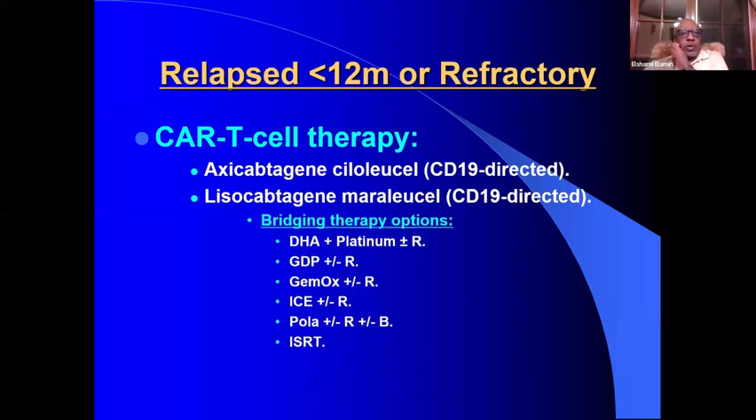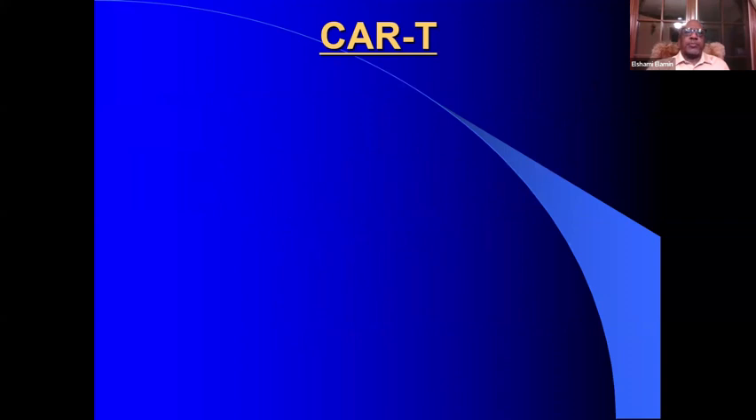And of course, for the CAR T, we'll talk a little bit about CAR T, but here are the bridge therapy options. To give CAR T, you prepare or give a chemotherapy regimen before CAR T, and these are the regimens that could be used as bridging options for the CAR T therapy.